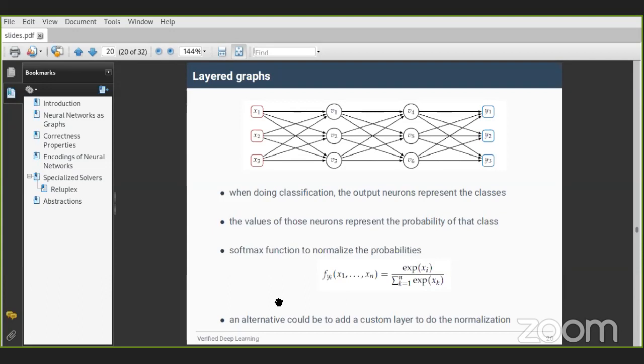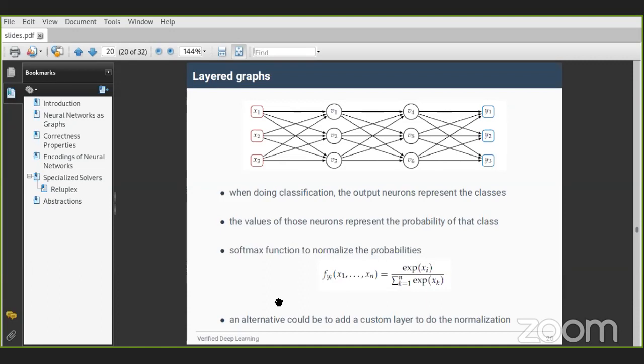You can think of this as taking x1, x2, x3 as input, and y1, y2, y3 as the output. You can also think of them as doing some classification, where y1 is something belonging to the class y1, y2 is something belonging to the class y2, and so on. The output neurons may represent some classes, and when doing classification, the weights that you get at y1, y2, y3 represent which class your input belongs to. In other words, the value of those neurons represents the probability of that class.